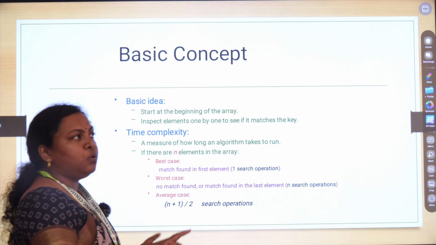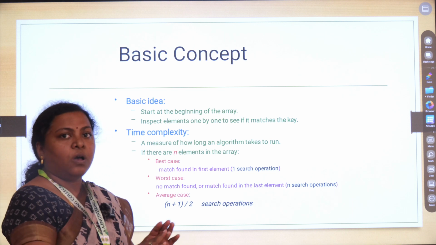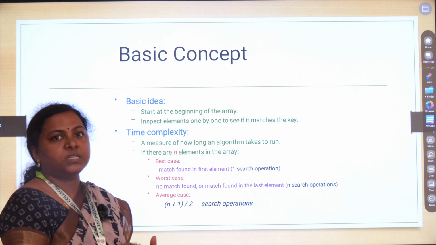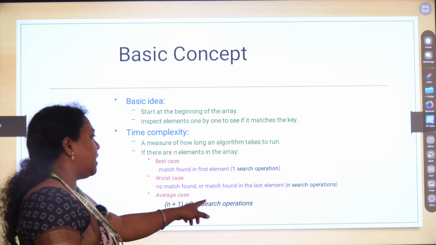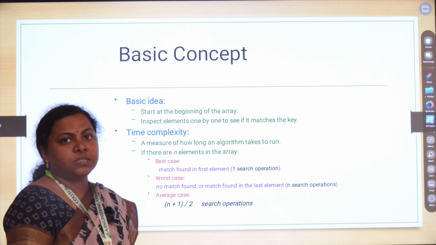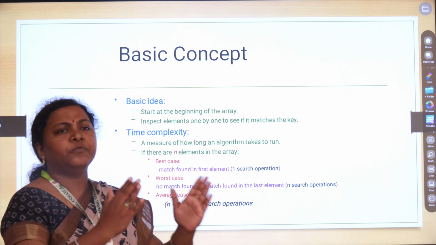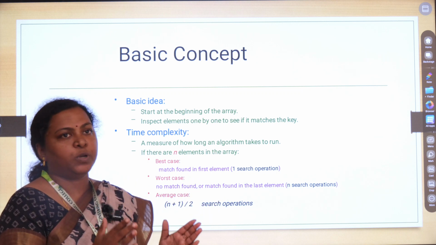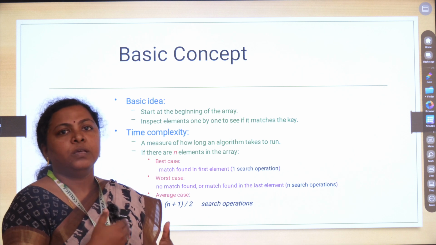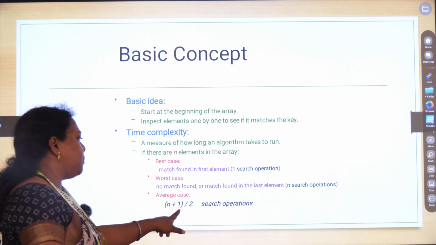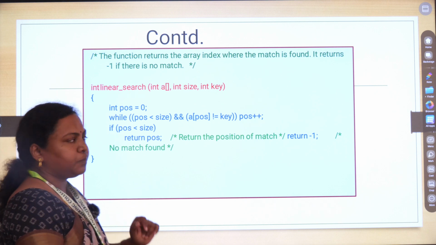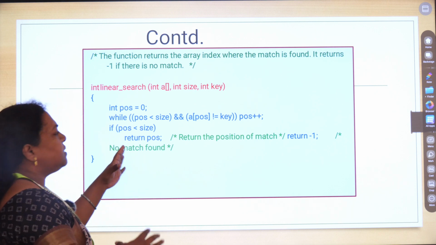The worst case is when there is no match. If there are n elements in an array and none of the elements matches with the key, then it is the worst case and it will take n search operations. On average, the search finds the record around the middle of the array, so the average case will be (n+1)/2. This is the basic idea about linear search, and this is the algorithm.